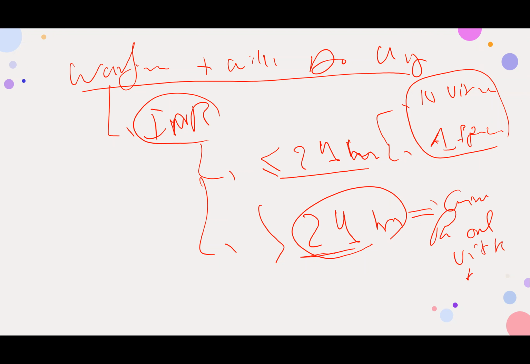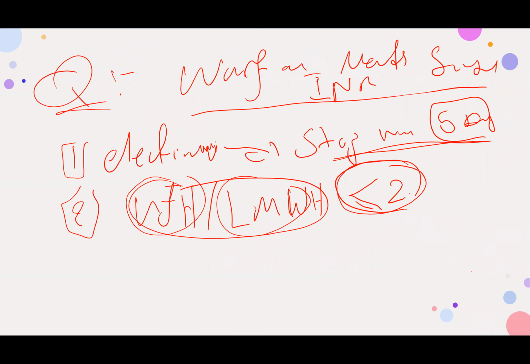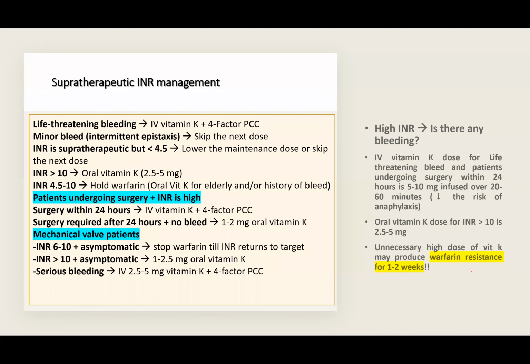Vitamin K. طيب, very nice. Now let's see what's there in the text. If you get a life-threatening bleeding, plus the INR is high, you will give IV vitamin K plus 4-factor prothrombin complex concentrate. If it's a minor bleeding like intermittent epistaxis, you will skip the next dose. If the INR is supratherapeutic ولكن أقل من 4.5, you will lower the maintenance dose or skip the next dose.